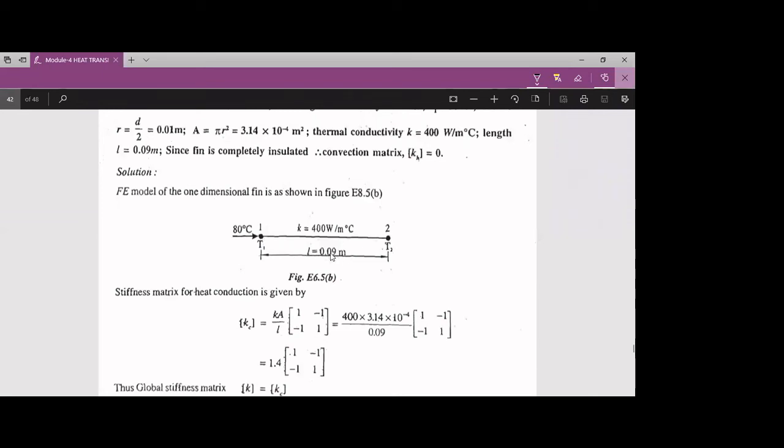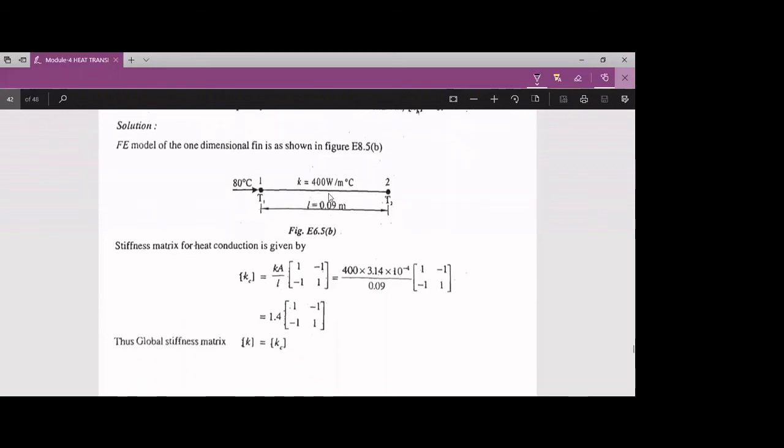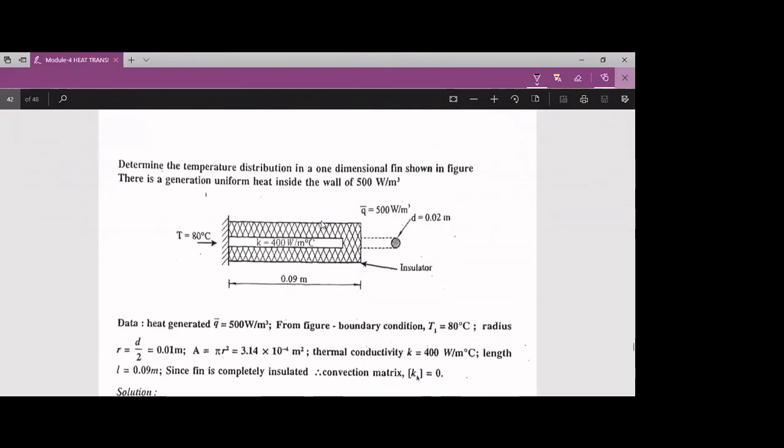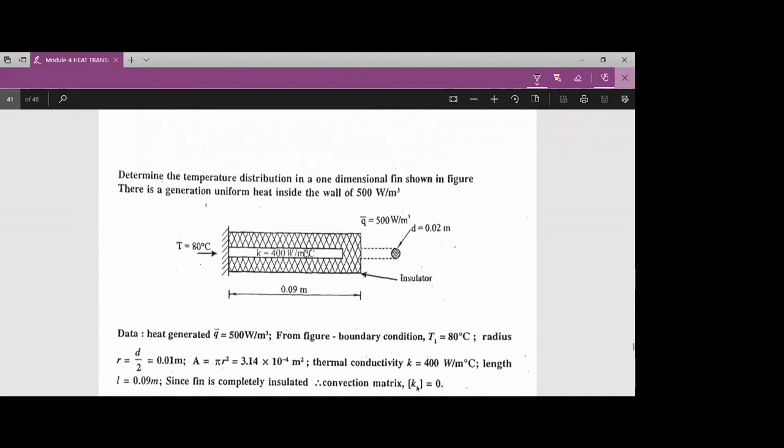The length is 0.09 meter, k is also in meter-based units, and temperature is in degrees, so there is no need for any unit conversion here. You can directly consider the values. Only conduction takes place in this one element, and there is no convection. Keep it in mind: the overall length of the fin is insulated, so only the conduction process takes place throughout the length of the fin. There will be no convection and no free end convection.